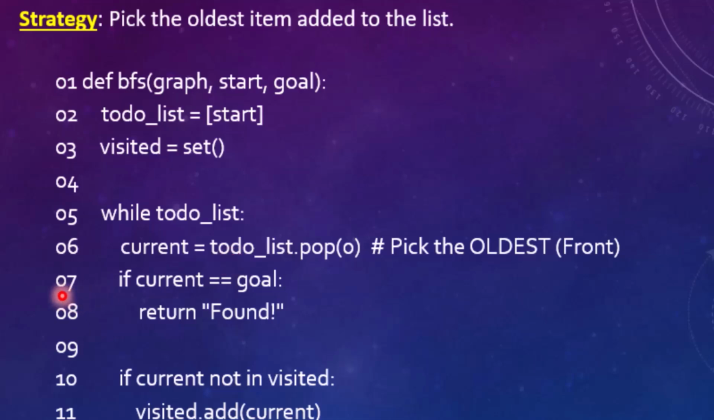Now, line 7, the algorithm checks whether the current node is the target node. So if the current node being visited is the goal node, which is where we are going to, it stops and returns found. If the current is not in visited, right, that means you have to visit that node. This condition ensures that the node is processed only if it has not been visited before. So if the node where we are in has not been visited before, then go ahead and visit it.